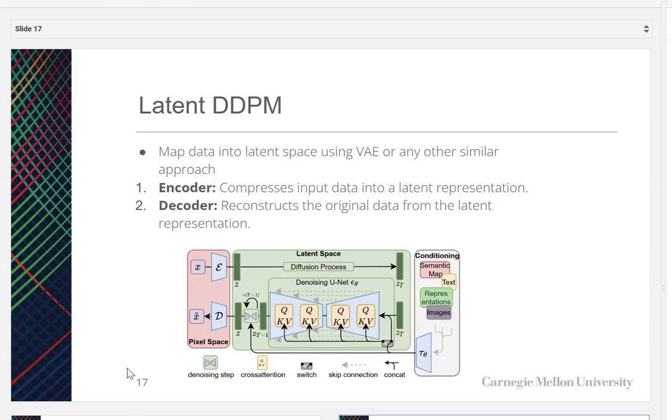So for the latent DDPM, as you can see here, first it maps the data into latent space using the VAE or any other similar approach. The encoder compresses the input data into a latent representation, and then the decoder reconstructs the original data from the latent representation.